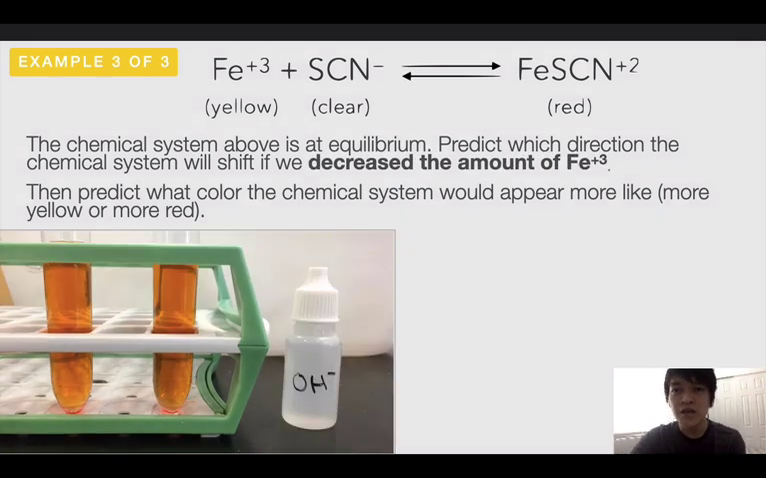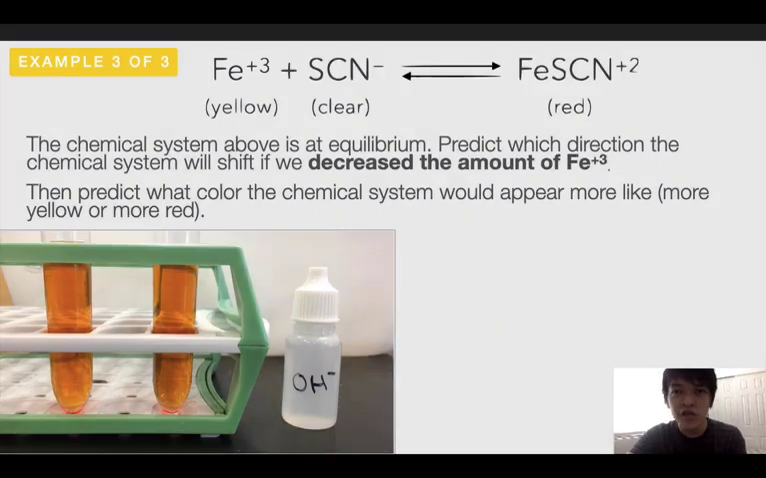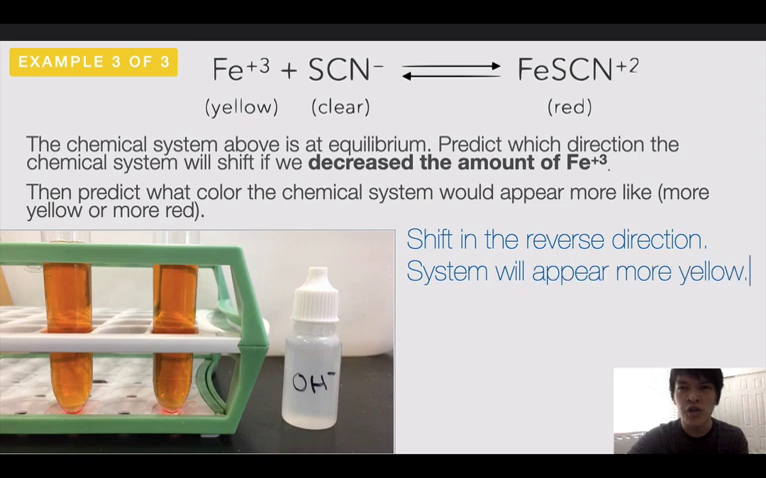Example 3 now. Again, everything's the same about this problem except the stress is that we will decrease the amount of Fe plus 3. If we decrease the amount of Fe plus 3, then there's going to be less reactants. This stress will cause the system to shift in the reverse direction to create more reactants. If it shifts in the reverse direction, that means the system should appear more yellow because, again, Fe plus 3 ions are yellow in color.